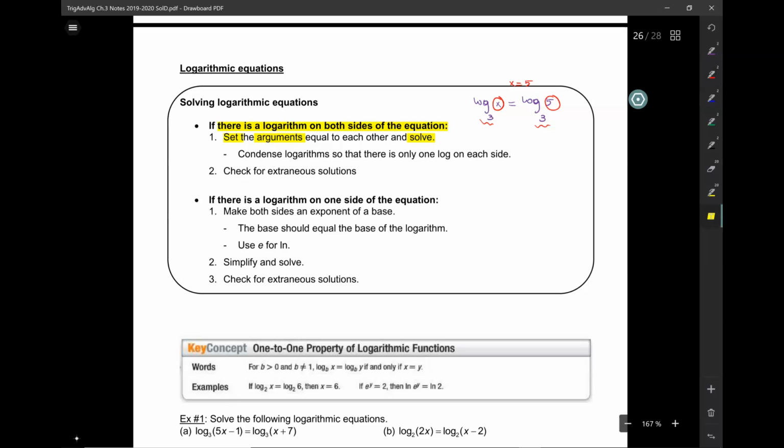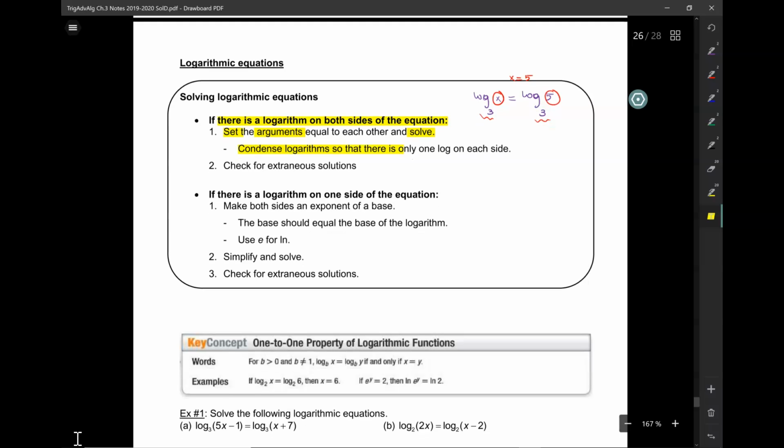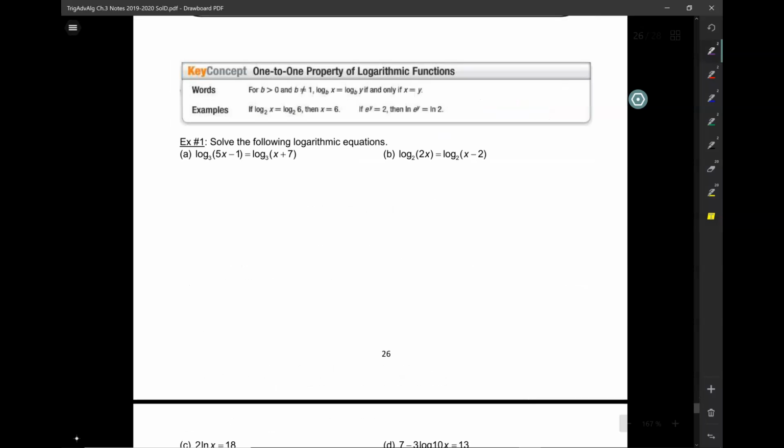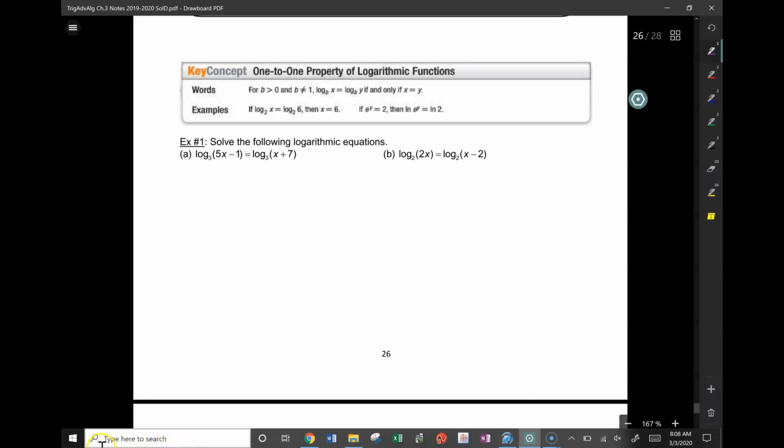One thing you have to be careful of is if there are 2 or 3 logs on one side, you have to condense the logarithm so that there is only one log on each side. And then because logarithms don't have a domain of all reals, you have to check for extraneous solutions. All right, so let's take that first case and then we'll go back.